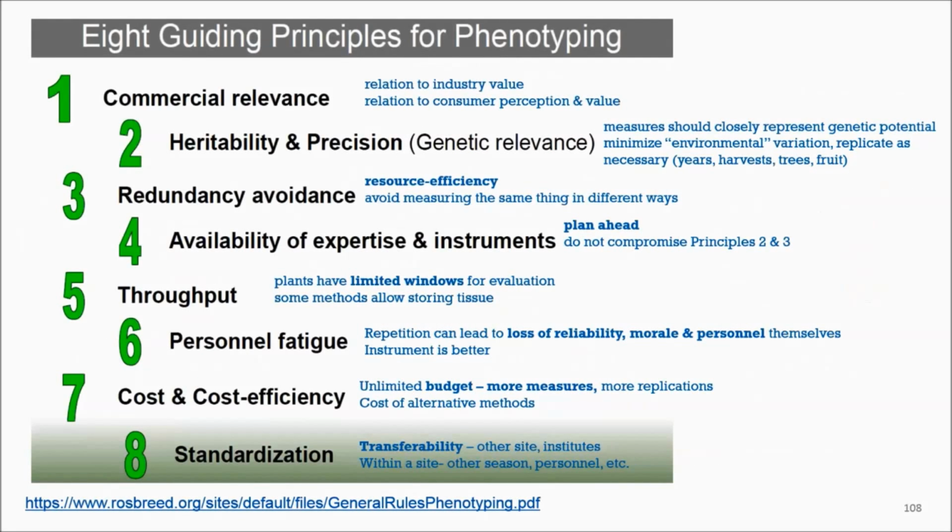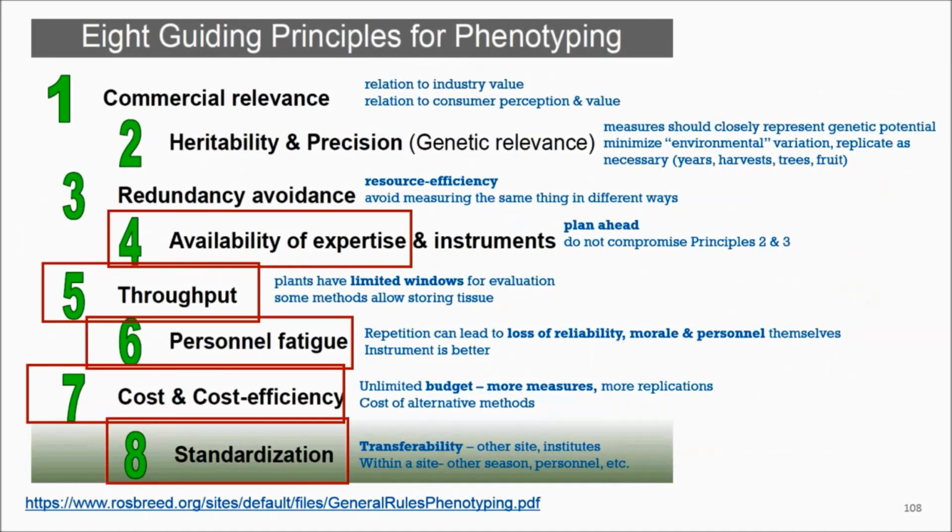When you look at the rose breed guidance for how you should phenotype, you see these are the 8 guidances. And in that, throughput is an important one because there's a limited window in which you have to phenotype, right? And personnel fatigue, repetitively doing the same thing, can result in loss of reliability, morale, as well as personnel sometimes, right? And if you really see, high throughput phenotyping can assist in at least 5 of those 8 points. So it has a lot of potential.